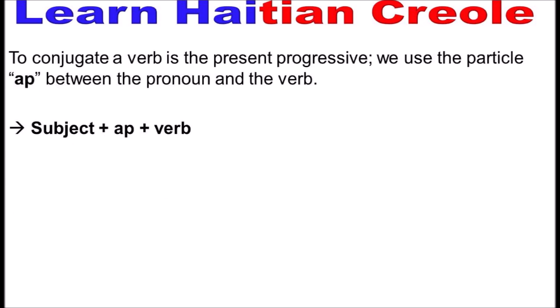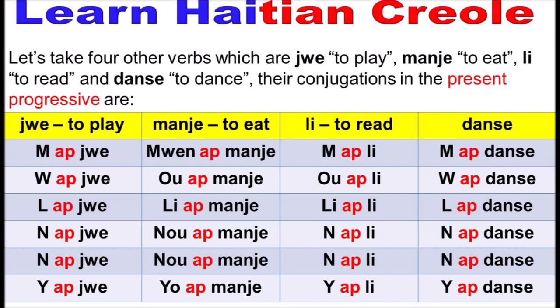To conjugate a verb in the present progressive, we use the particle ap between the pronoun and the verb. Let's take four other verbs which are jouer, to play, manger, to eat, lire, to read, and danser, to dance. Their conjugations in the present progressive are jouer, to play: map jouer, wap jouer, lap jouer, nap jouer, yap jouer.